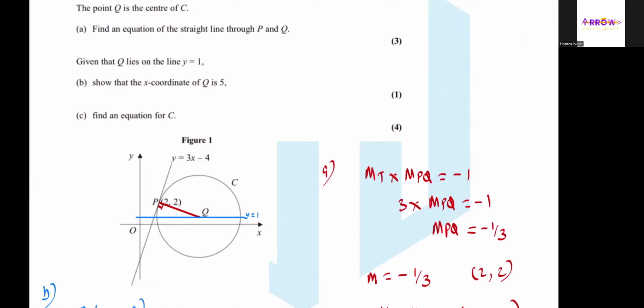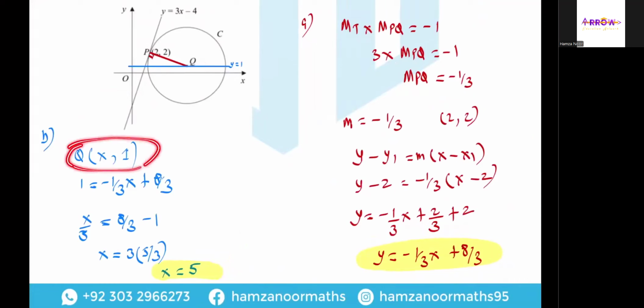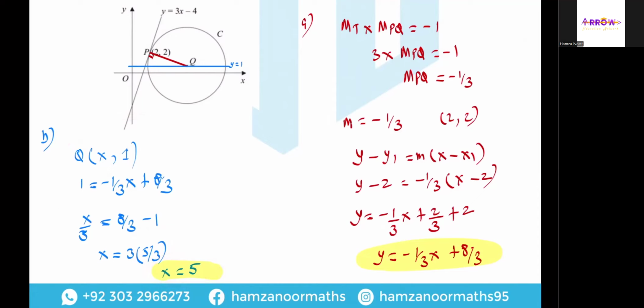Since I have found the equation of the line PQ, I can just substitute the value y equals 1 in the line PQ. As simple as that. I've mentioned that point Q is in the form (x, 1), where the x coordinate is unknown right now. So in place of y, I will put 1, and this will be equal to -1/3 x plus 8/3. So x will be equal to 3 multiplied by 5/3, and therefore the x coordinate is equal to 5. In this way, we have shown that the x coordinate of point Q is 5.